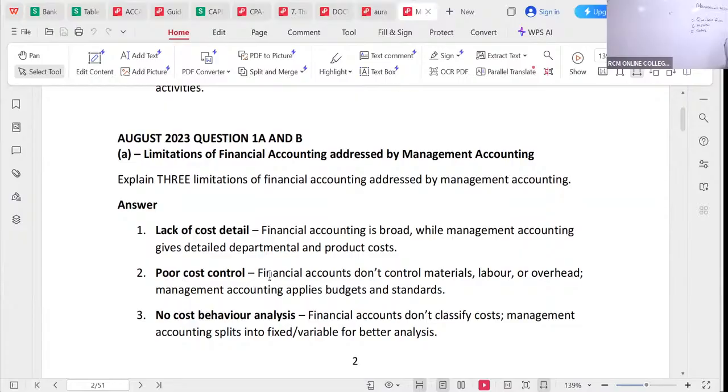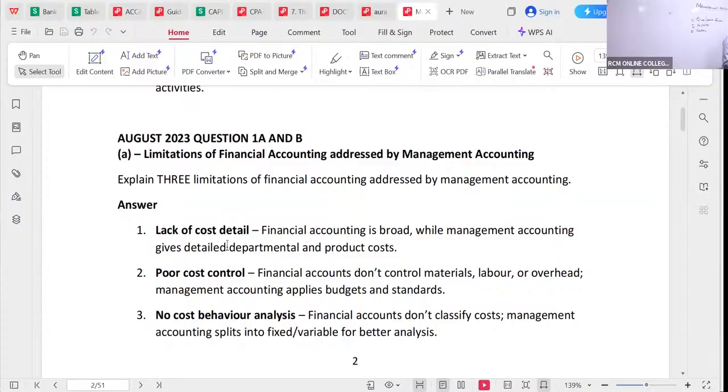Yeah. So you can see there the limitations. Of course, there are so many, but they're only giving us 3. Explain 3 limitations of financial accounting addressed by management accounting. Number 1 is lack of cost detail. Financial accounting is broad, while management accounting gives detailed departmental and product what here, somebody, costs. Financial accounting doesn't give costs. It doesn't. Now, poor cost control.